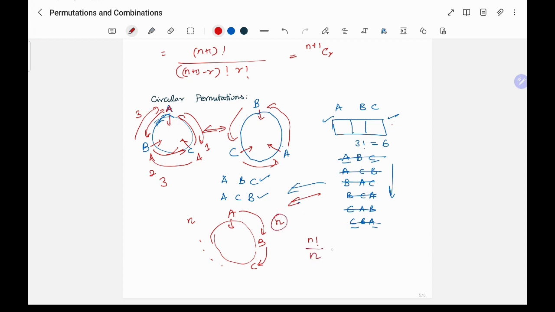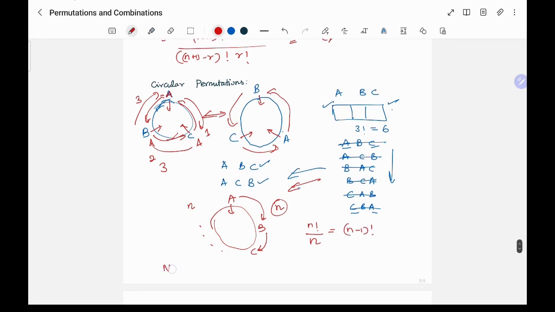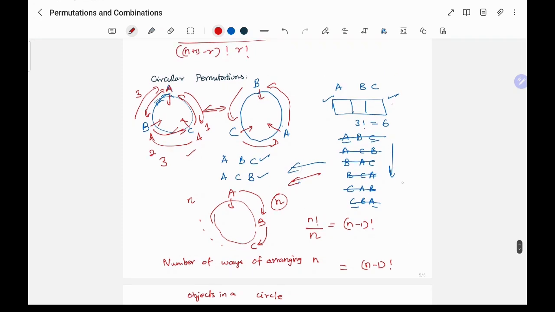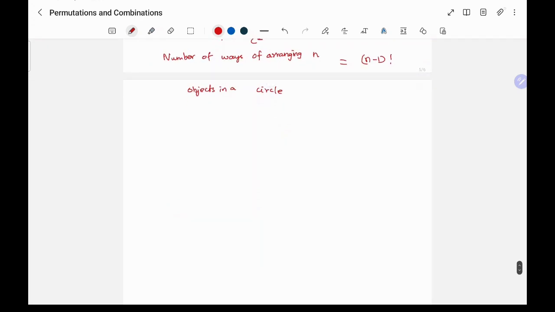So this n is the number that is repeating. So what I do is divide it by n. Then what will I get? N minus 1 factorial. So the number of ways of arranging n objects in a circle is n minus 1 factorial. If you see for this case, it's 3 factorial by 3, which is 2 factorial, which is nothing but 2 itself. So we have 2, right? Okay.